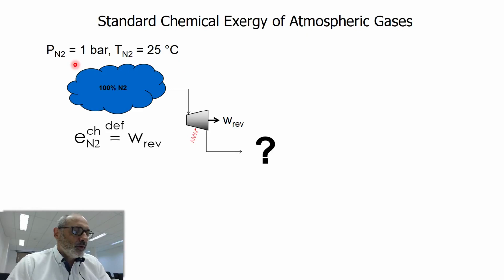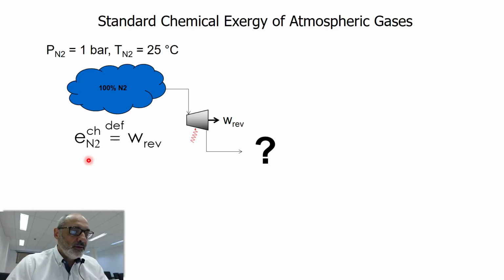So let's consider nitrogen. Suppose I have 1 cubic meter, or a certain amount of nitrogen, at 1 bar, 25 degrees, which is our reference temperature and pressure. Okay, so let's say I have a certain volume here, 100% nitrogen. This is the concentration of nitrogen in this control volume here. Okay, and we want to calculate its exergy content.